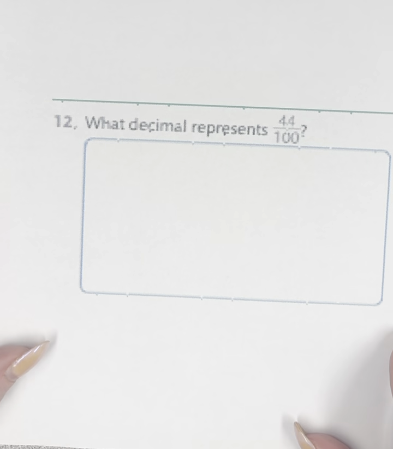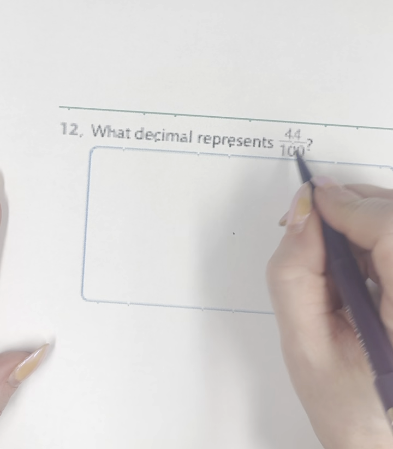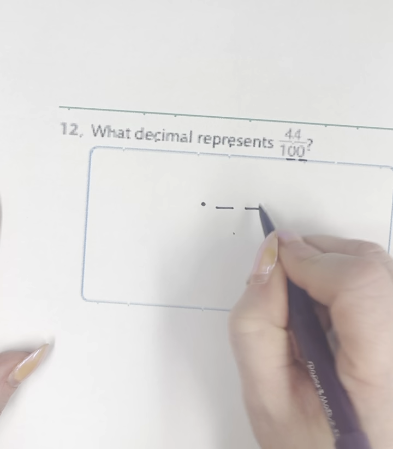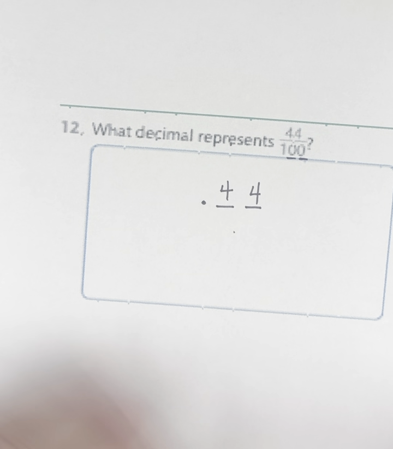Okay, last one, and then you're off the hook. What decimal represents 44 hundredths? Well, how many zeros determines how many place values? 44. And that's it, 0.44.